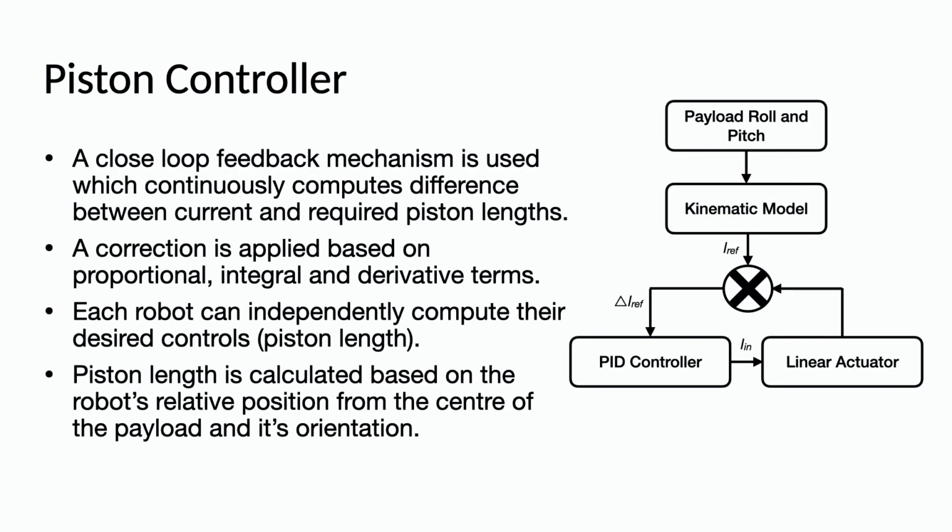A closed loop feedback mechanism is used. It computes the difference between current and required piston heights and feeds it back to the controller. A PID control is applied to minimize this error. Each robot independently runs this controller to compute piston length. Piston length is calculated based on the robot's relative position from the center of the payload and the payload orientation.